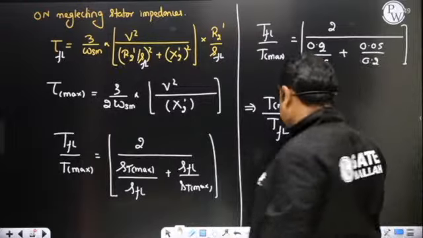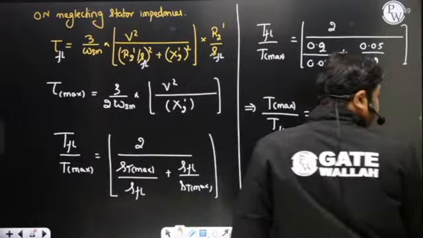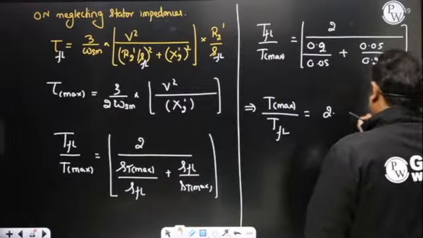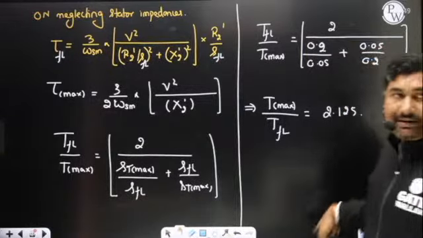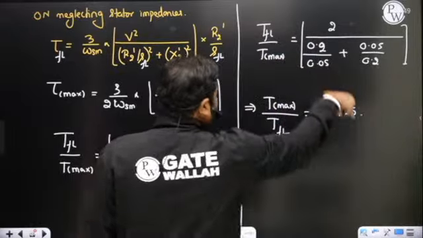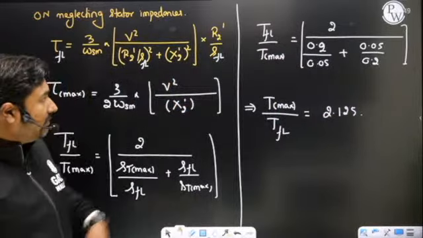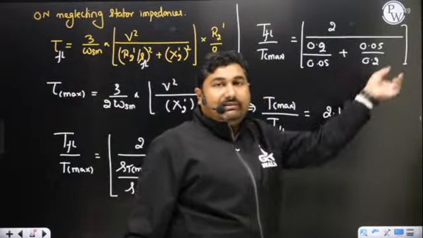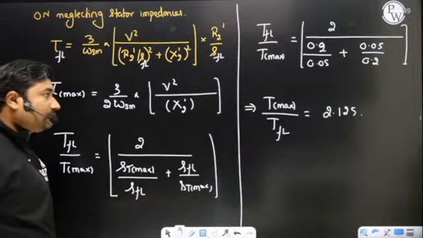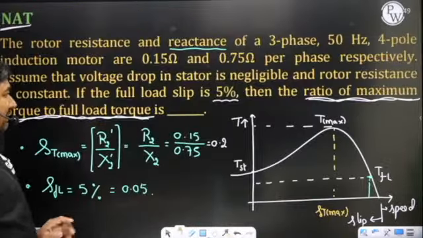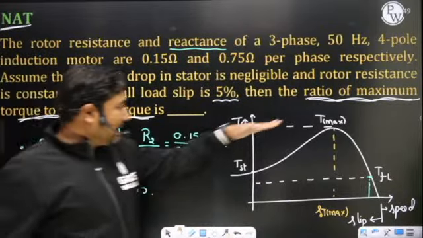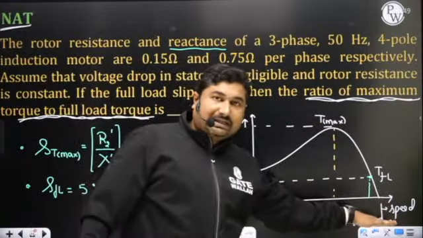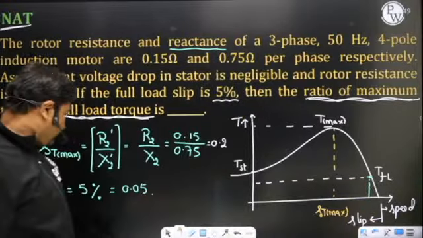In my calculation it will be 2.125. Whatever you are getting, just do 1 divided by that value. Up to this part, everything is clear? Great, sir. So they may ask you maximum to starting, they may ask you maximum to full load, or at any slip S.